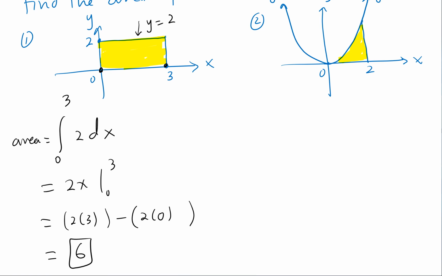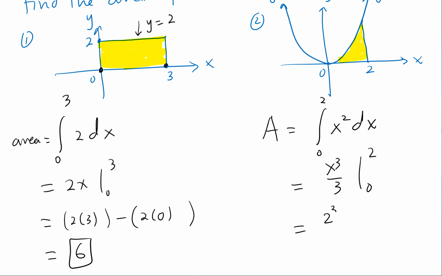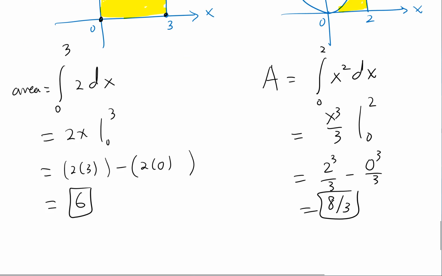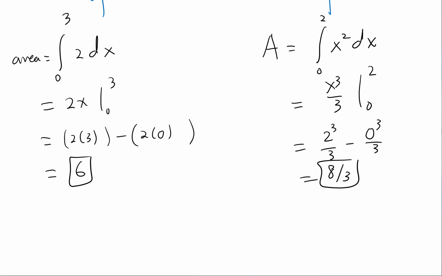Same thing we do with the next one. The area is the integral of that function, which is x squared given to us, from 0 to 2. Now we integrate to get x cubed over 3 from 0 to 2. Substitute the 2 in, substitute the 0 in. That gives us 8 over 3.